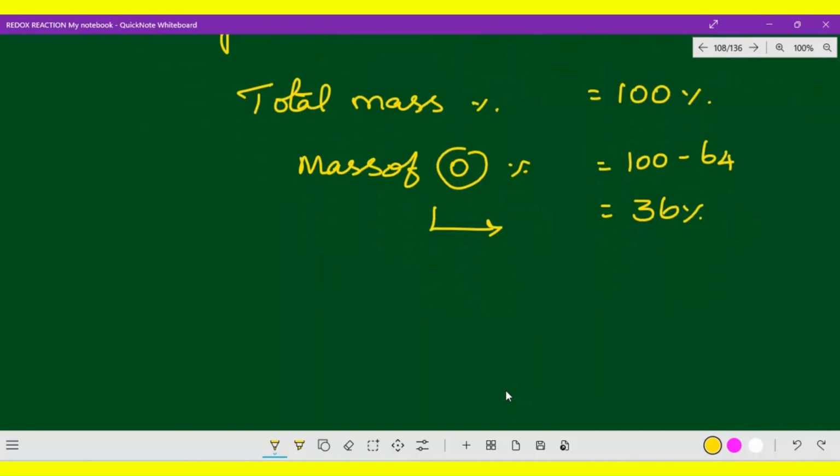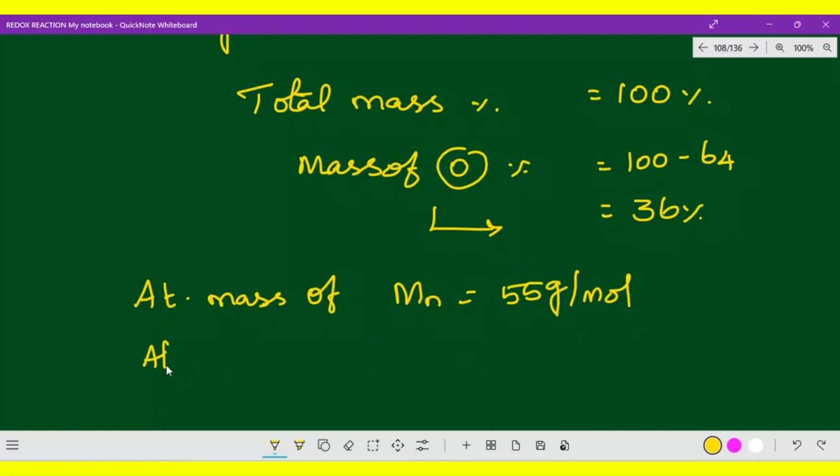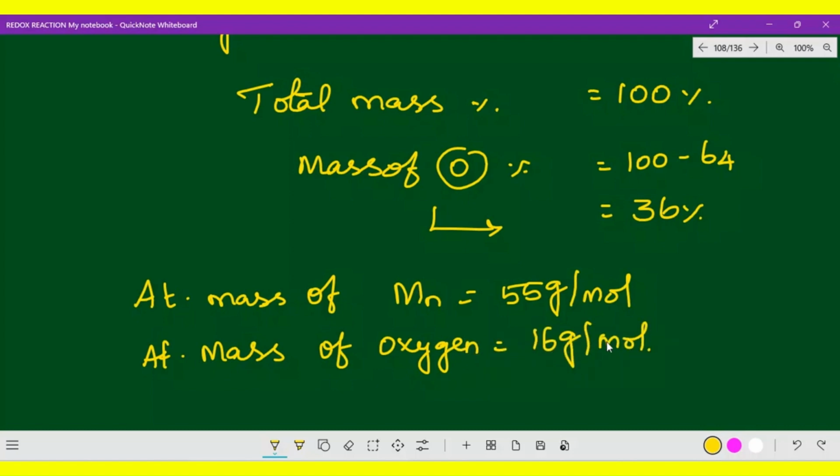Now we have to identify the value of X. For that, what are the points to be noted down? We have to identify the atomic mass of manganese and the atomic mass of oxygen. The atomic mass of manganese is 55 gram per mole, and the same way, the atomic mass of oxygen is 16 gram per mole. Now we have to identify that X.